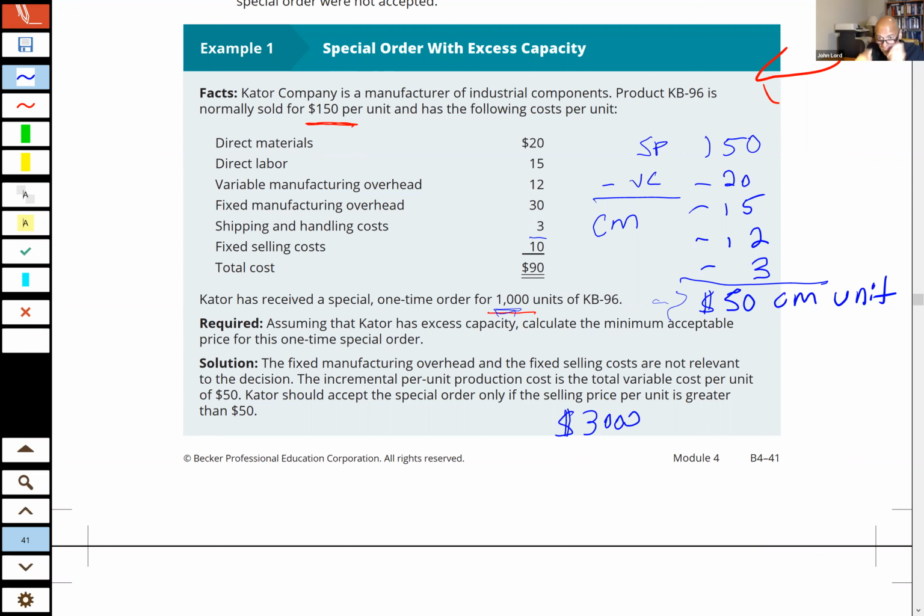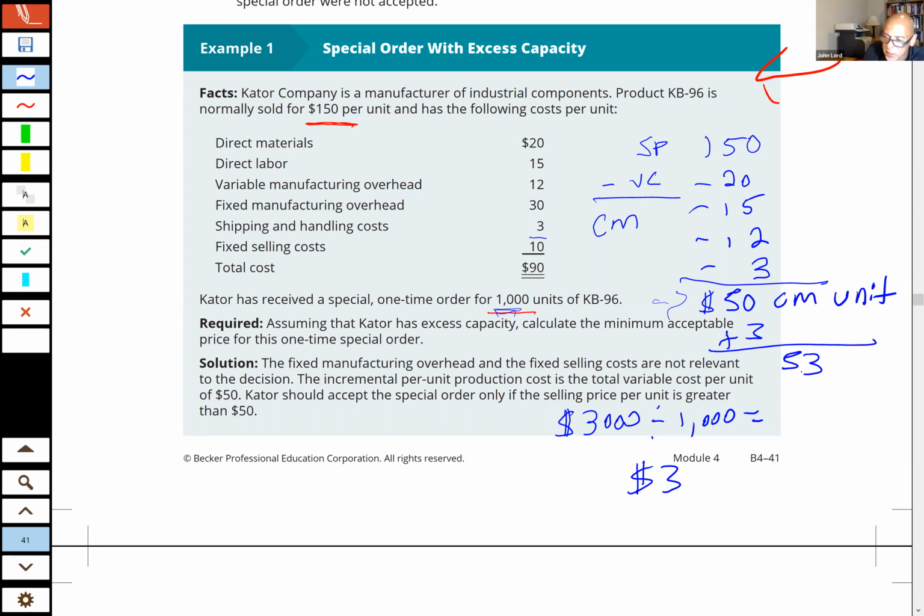Okay, good. How did you do that? Just the 3,000 profit divided by the 1,000 units ordered. Divided by 1,000 units means I need an extra $3 per unit, don't I? Yes, and add it to the variable cost. Good. I add it to the variable cost.